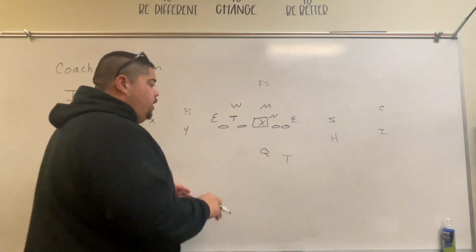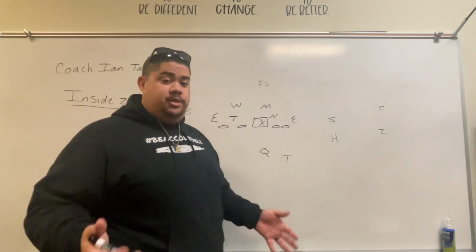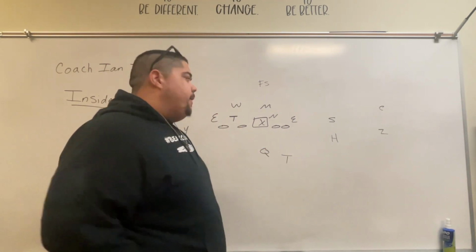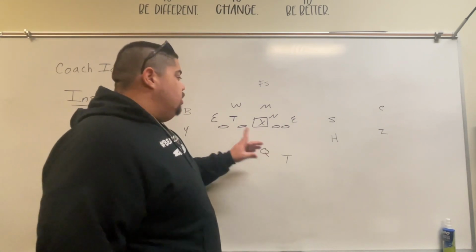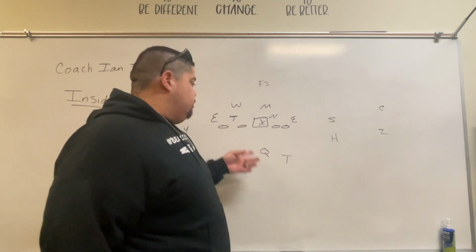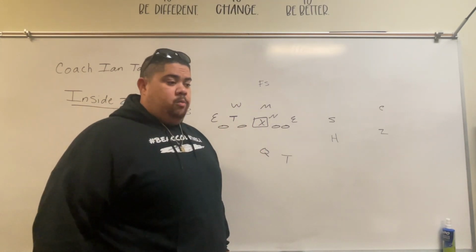So working up front, there's multiple ways to run inside zone. I've done it multiple different ways. Let's talk about a couple ways that we would do it, okay? So if we're going to run inside zone to the left here, they're going to give us an over 3, away from the back. We'll still run it that way.